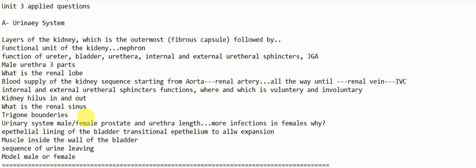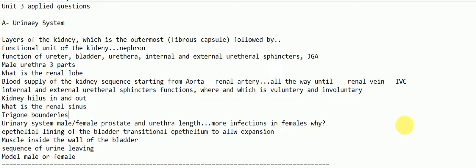Trigone is a funnel-shaped part inside the urinary bladder, and the boundaries, or the 3 points that make the trigone, are the entrance of the right ureter and the entrance of the left ureter. These are 2 points, and the third one is the exit, the beginning of the urethra.